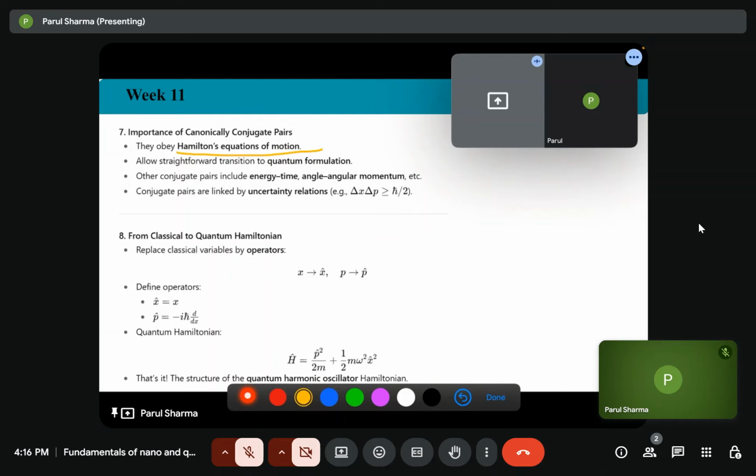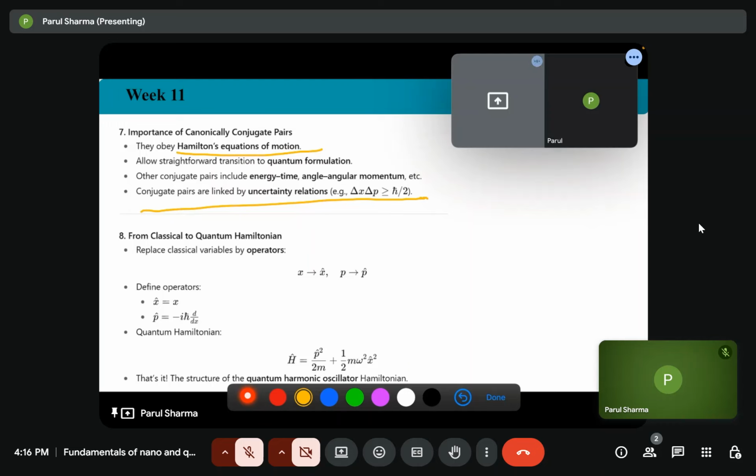And other conjugate pairs are electric field and time, angle and angular momentum. And these conjugate pairs are linked by the uncertainty relation, which allows the straightforward transition to the quantum formulation. So now, the Hamiltonian of a harmonic oscillator.